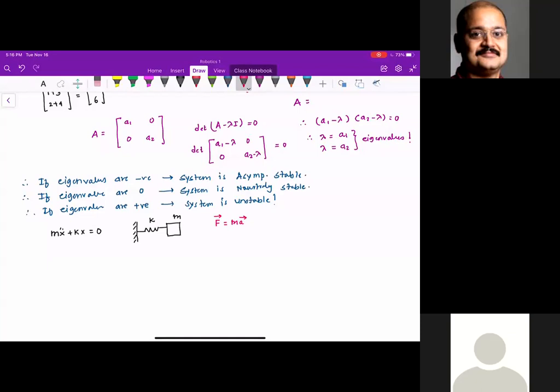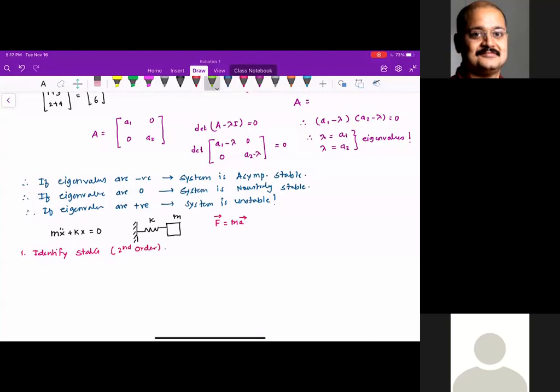Now what we need to do is, step 1 is identify the states. So first step, identify states. So please note, this is a second order differential equation.